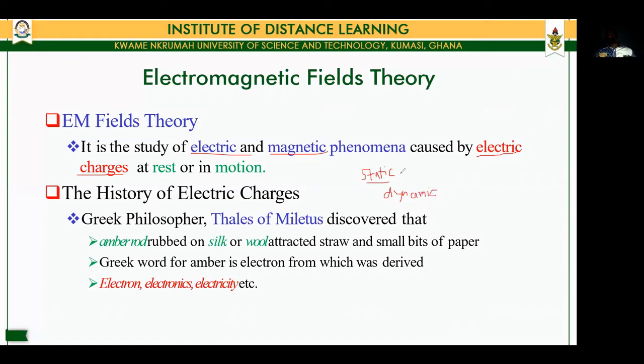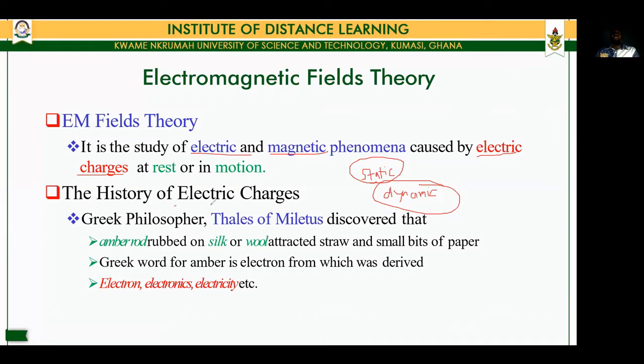Our study will first look at static electric fields, and then later we'll look at time-changing fields. The time-changing fields will be taking care of the dynamic nature of the field. So in this sense, the study of electric and magnetic phenomena, which are caused by electric charges at rest or in motion, is called electromagnetic field theory.